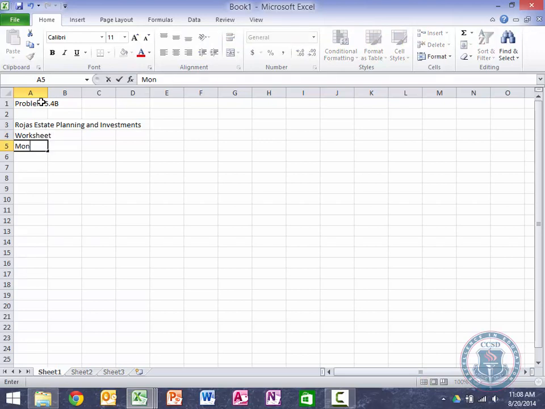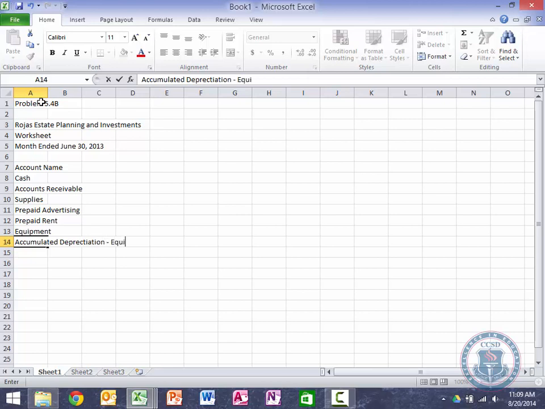We're going to say the worksheet, and this is the month ended June 30th, 2013. Excelente. Account name. I'm just going to go down on page 149. I'm just typing out what we have right here. So cash, advertising, prepaid rent, equipment, accounts payable, Paul Rojas Capital.